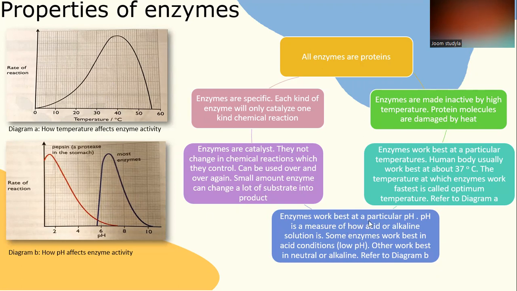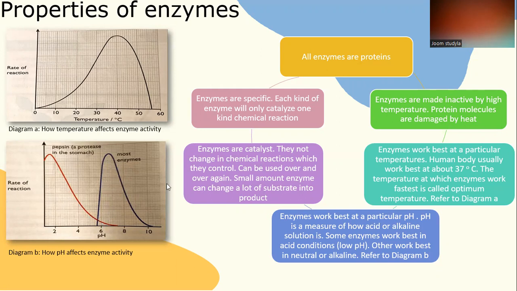Enzymes work best at a particular pH. This is talking about pH. pH is a measure of how acid or alkaline a solution is. Some enzymes work best in acid conditions and others work best in neutral or alkaline. Refer to diagram B. Diagram B shows how pH affects enzyme activity. For example, most enzymes work best at a particular pH, which gives the highest rate of reaction.